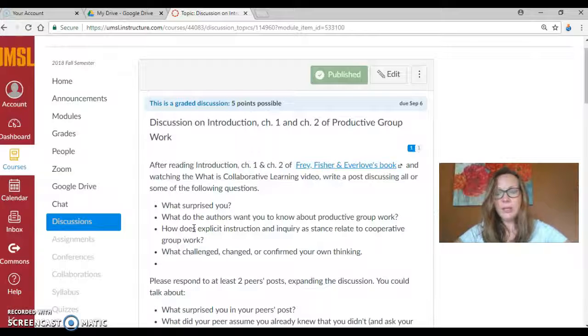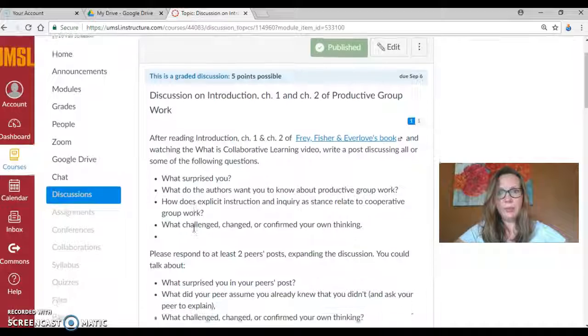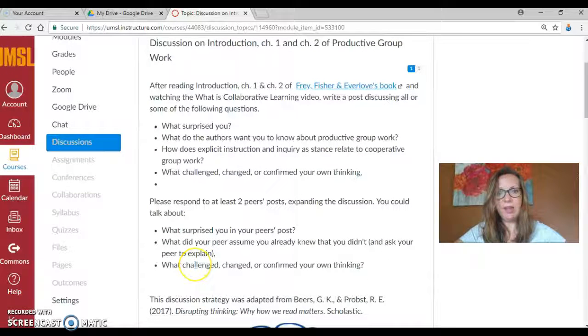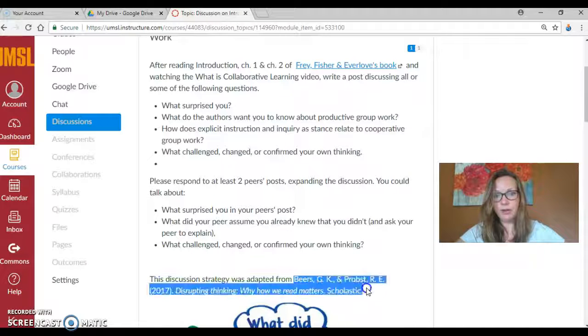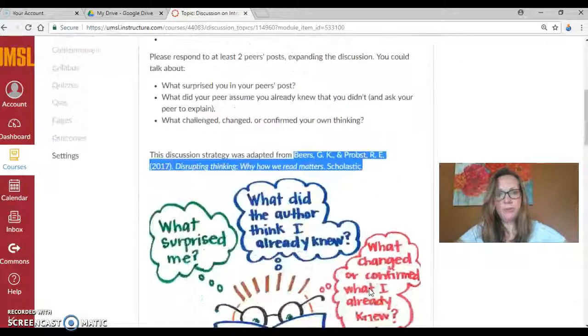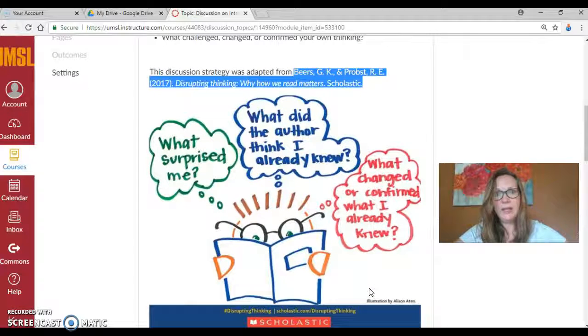So you can think about those as you are writing your post, and then also as you are expanding the discussion, replying to 2 of your peers. What surprised you in your peers' post? What did your peer assume that you already knew that you didn't already know? And what challenged, changed, or confirmed your own thinking? This discussion protocol is from Beers and Probst, 2017, Disrupting Thinking. And this is a little graphic that you can use in your own classroom, the Big 3 questions.